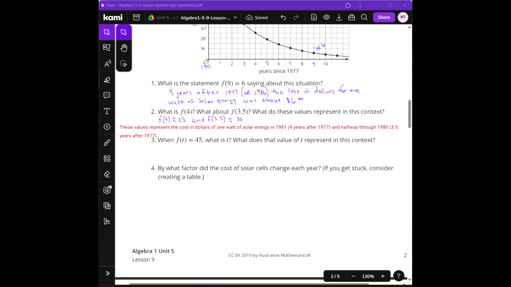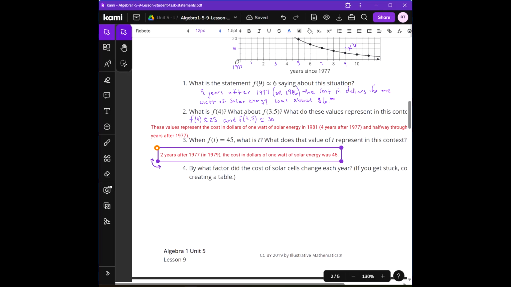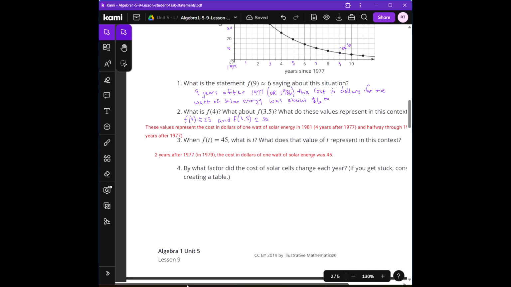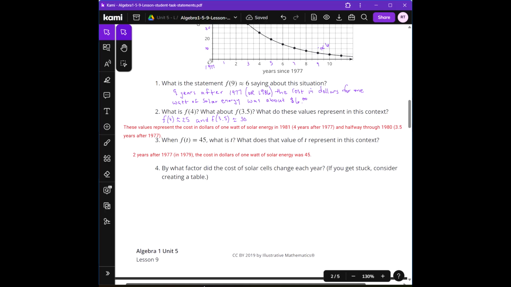When f of t equals 45, what is t? Let's go ahead and pop that in there for you. For this one, 2 years after 1977, or 1979, the cost in dollars of 1 watt of solar energy was $45.